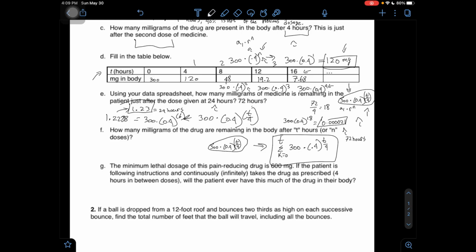This is G. The minimum lethal dosage of this pain-reducing drug is 600 milligrams. If the patient is following instructions and continuously or infinitely takes the drug as prescribed, 4 hours in between each dose, will the patient ever have this much drug in their body?